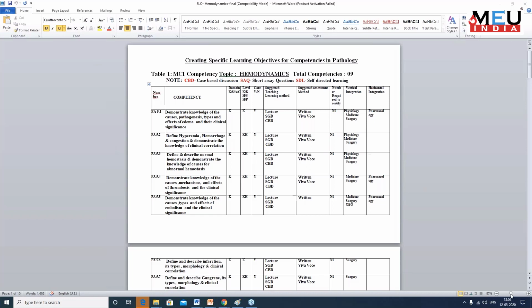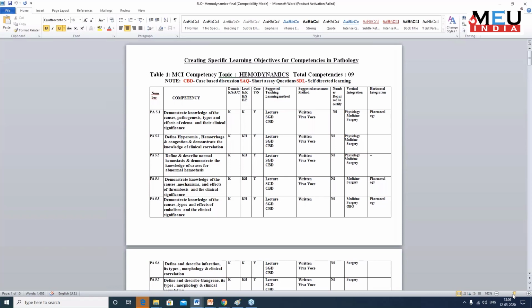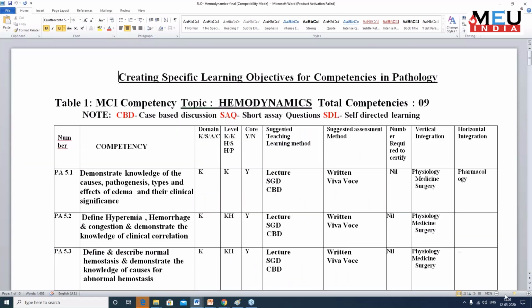The topic is on hemodynamics, and though according to MCI there's only 5 competencies, I have split them up into 9 because they're too heavy. The short forms I have highlighted are case-based discussion, SAQ for short question, short essay questions, and SDL for self-directed learning. The first table enlists all the competencies that we are supposed to be dealing with under hemodynamics. Sir, I would like to go to the first competency, which is in the next page.